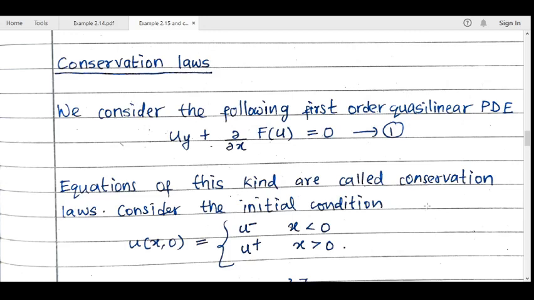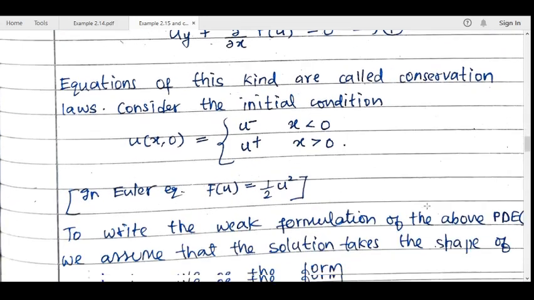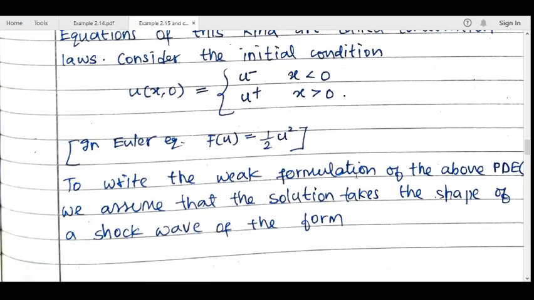Now we consider the initial condition: u at (x, 0) is u minus for x less than 0 and u plus for x greater than 0. Now we write the weak formulation.